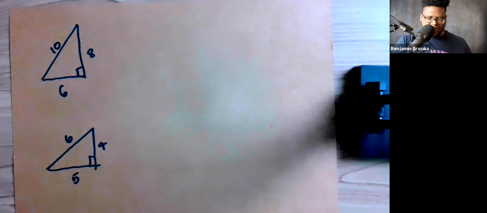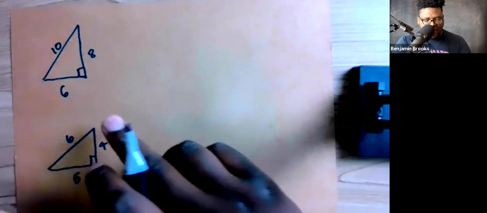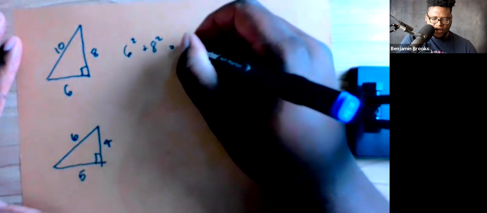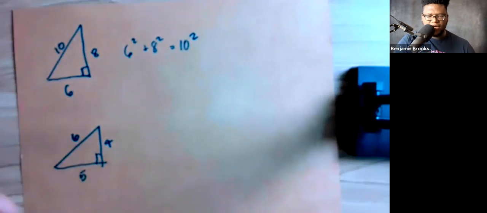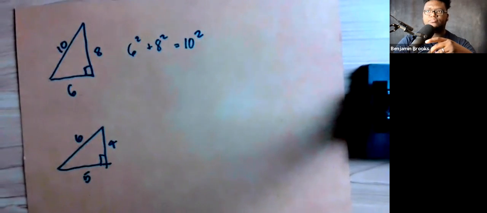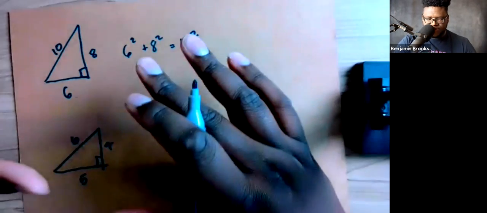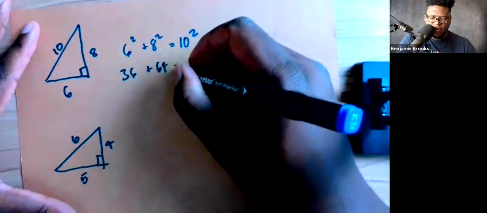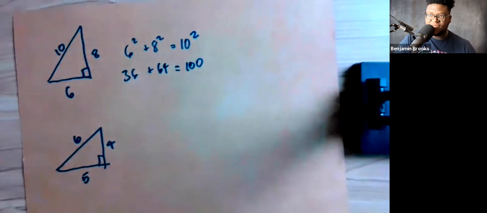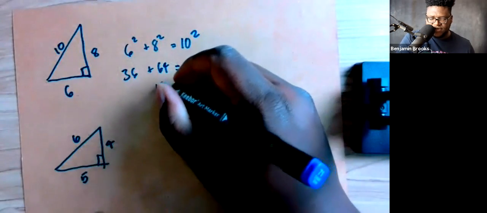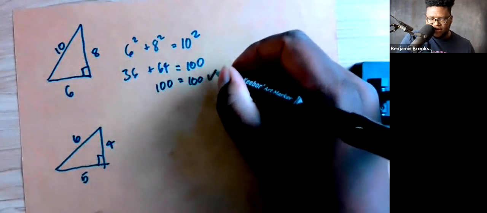So to do that, what we're going to do is we're going to say, okay, all right. Let's see, 6 squared plus 8 squared equal to 10 squared. And we want to check basically to see if this is indeed true. All right. So we're checking to see if this is true. This is going to be 36 plus 64 equal to 100. Right. And so 36 plus 64, let's see, is that 100? Yes, it is. So this checks out. It is a right triangle.